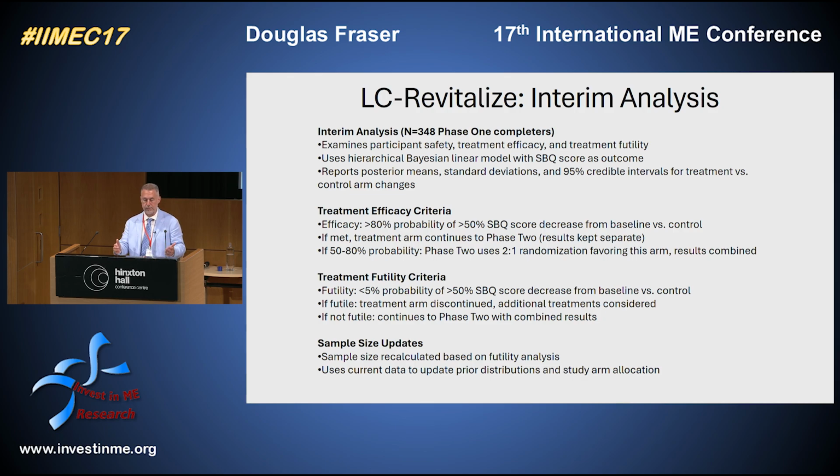Futility, if we have a less than 5% probability of a 50% SBQ score decrease from baseline to control, and if futile, the treatment arm is discontinued and additional treatments are considered. If not futile, we'll continue into phase 2. And again, our sample size is continuously updated at each interim analysis, so we use the current data to update prior distributions and study arm allocation. With that, I think I will stop there.